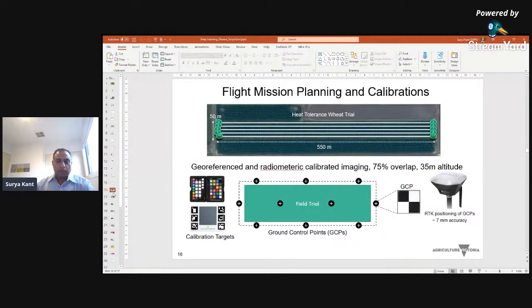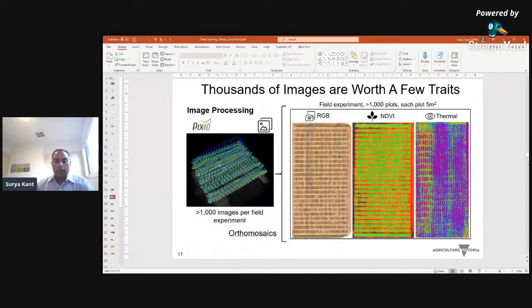This is an example of how we do the automated flight mission, with ground control points, where we can have accuracy of less than 1 centimeter, and you obviously have to use different calibration targets. Once we acquire those images, there are thousands of images for a trial of a 1 hectare site. Generally, we have 1,500, depending upon what overlap and what speed you are flying. Overall, it looks like this. This was 1,800 field plots, 5 meter by 1 meter in size. This is a composite orthomosaic image for RGB. This is for NDVI. This is for the thermal camera.